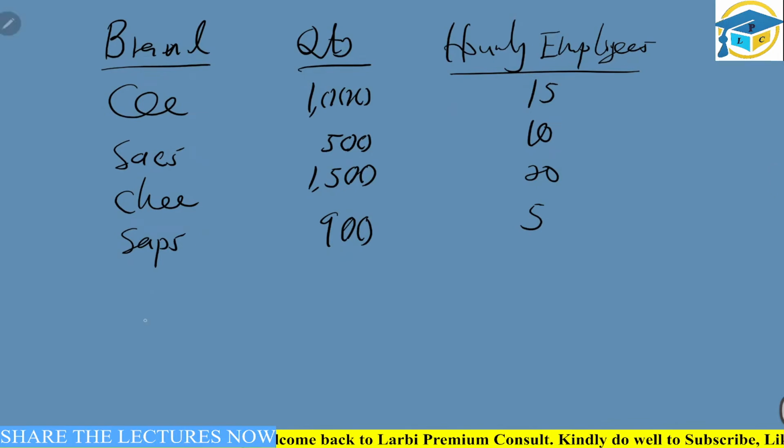So for us to find the weighted mean for this set of brands of product, we will say that the weighted mean should be equal to the summation of the product of each quantity with each hourly employee count, and then divided by the number of hourly employees under consideration. This is how we find the weighted mean.